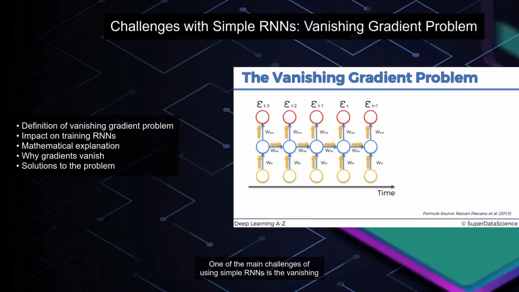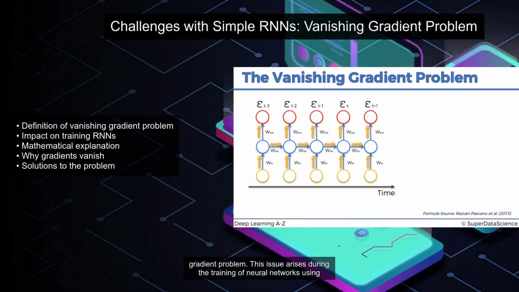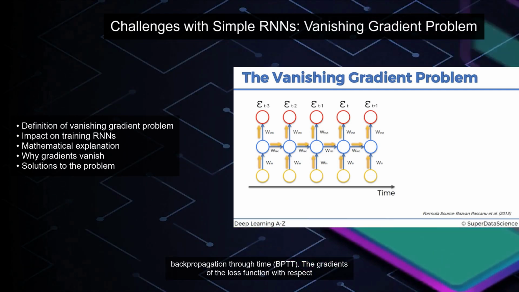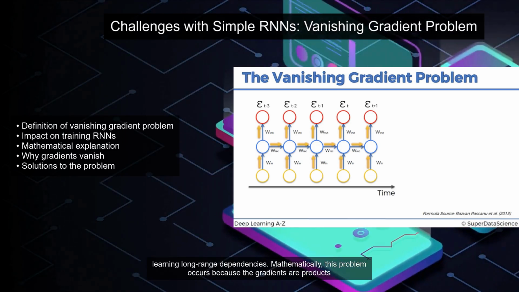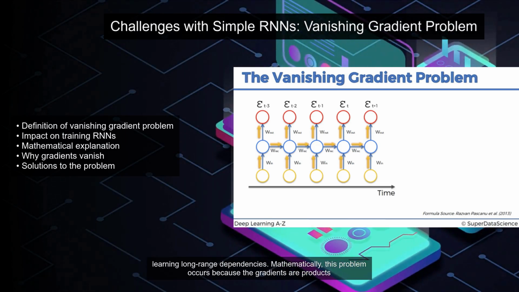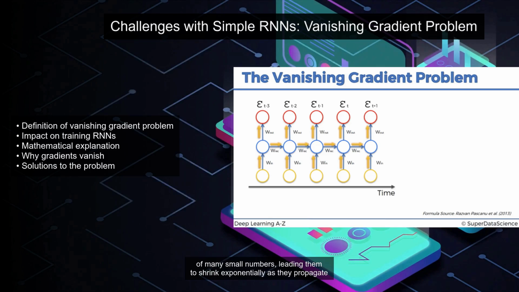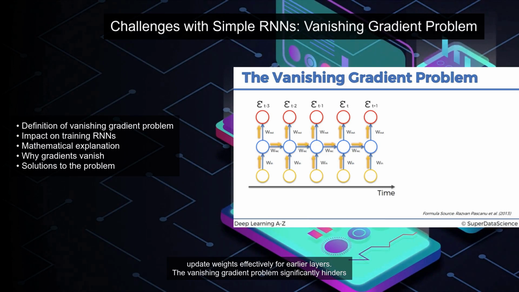One of the main challenges of using simple RNNs is the vanishing gradient problem. This issue arises during the training of neural networks using backpropagation through time, BPTT. The gradients of the loss function with respect to the model parameters become extremely small, effectively preventing the network from learning long-range dependencies. Mathematically, this problem occurs because the gradients are products of many small numbers, leading them to shrink exponentially as they propagate back through the layers. This makes it difficult for the network to update weights effectively for earlier layers.